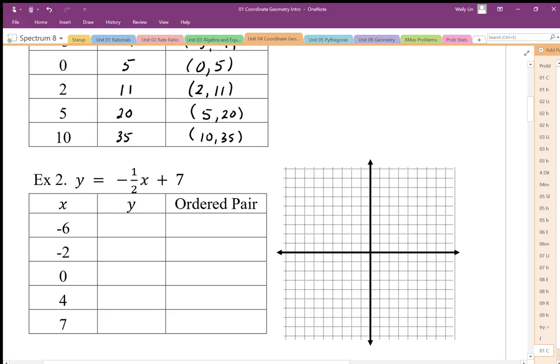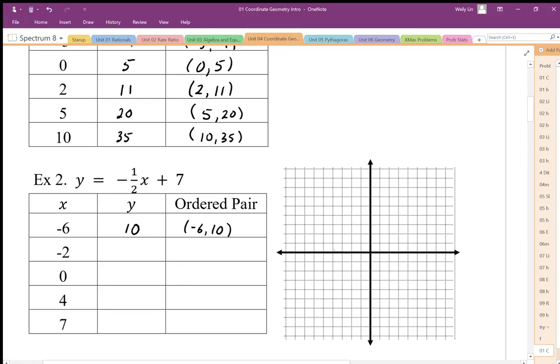Here we want to plug in and also graph, so we're going to plot the points as well. If I'm going to plug in negative 6, I have to be careful with all these negatives. Negative 1/2 times negative 6 is positive 3, and I'm going to add 7, so I get 10. If you need to do this work on a scrap piece of paper, go ahead, but make sure you do your calculations correctly. So we get negative 6, positive 10.